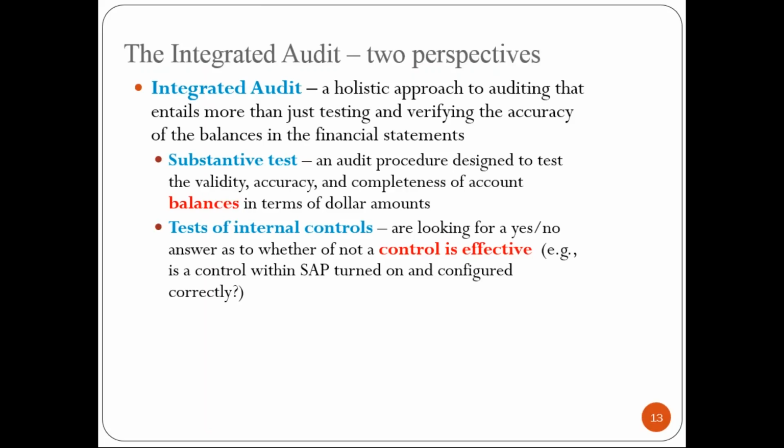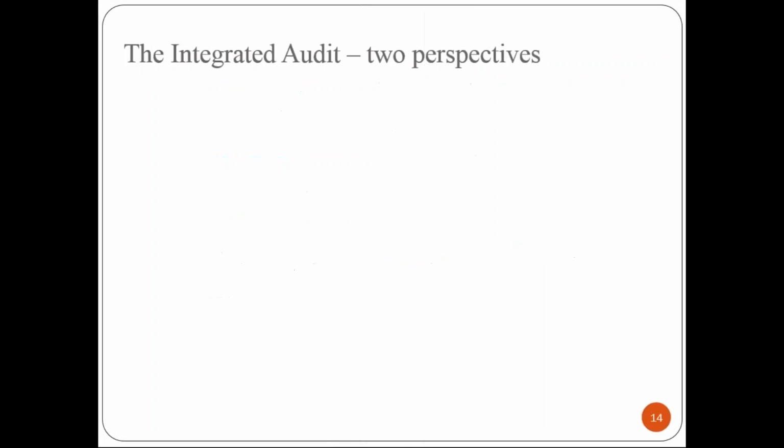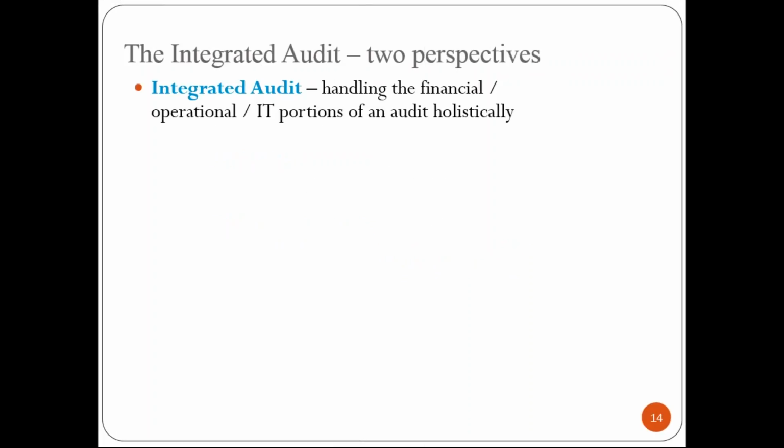We can have an internal control that is effective, right? It's being done properly by the right person and all that stuff, and we can still get a bad balance because maybe it's pulling in the wrong table. Maybe it's pulling in something they thought was right, and it's the absolute wrong table to pull in and create the accounts receivable. So the focus of these two is very different. That's one perspective of the integrated audit.